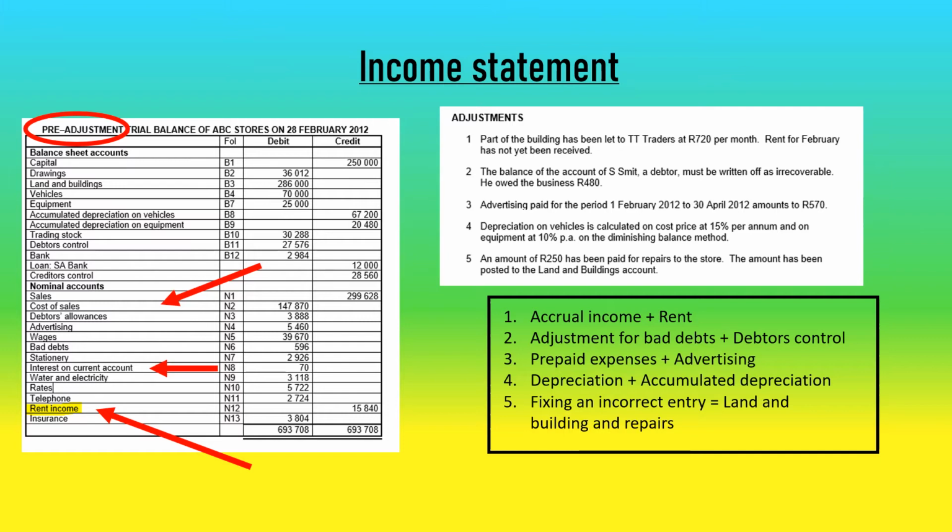The balance of the account of S. Smith, a debtor, must be written off as irrecoverable. He owed the business 480 Rand. Adjustments for bad debt plus debtors control.